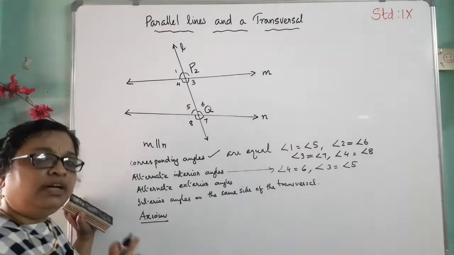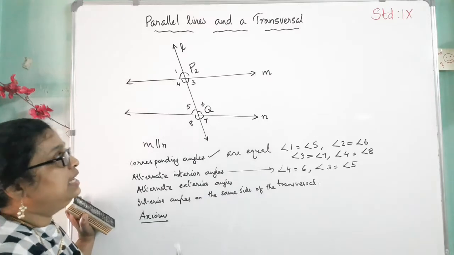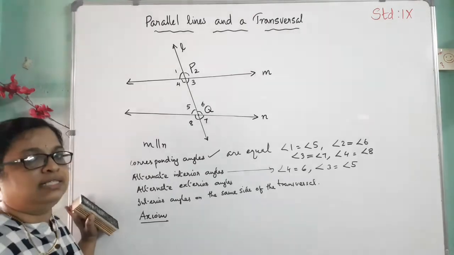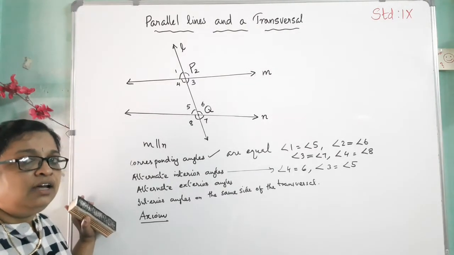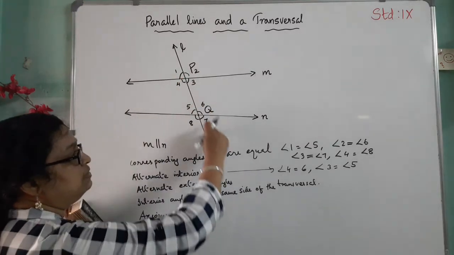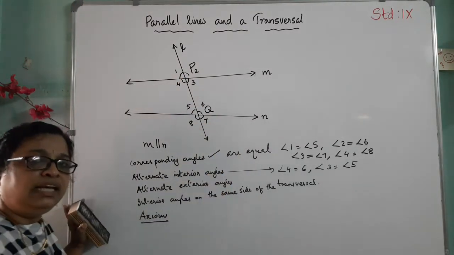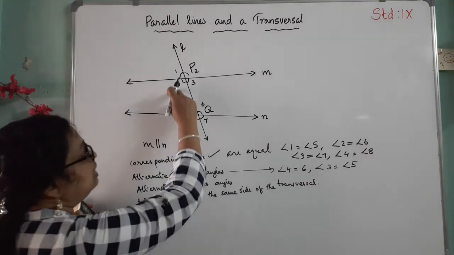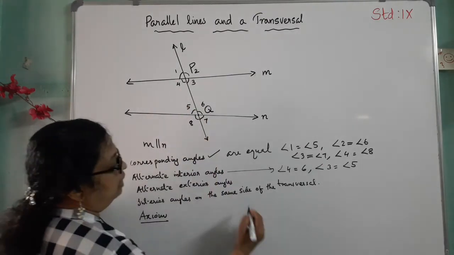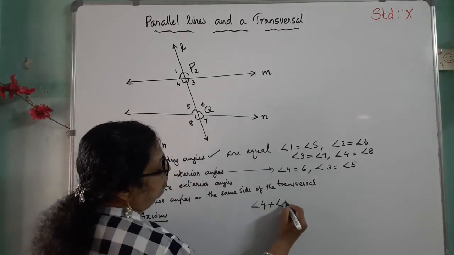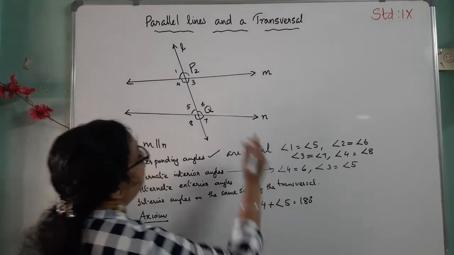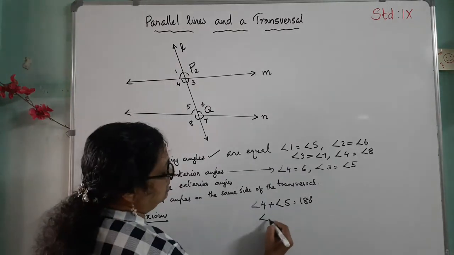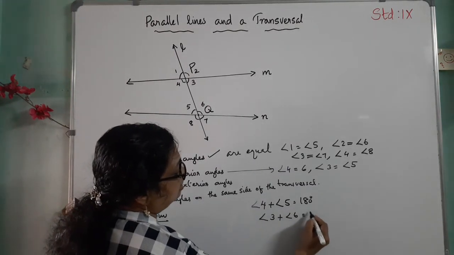Then another theorem, if a transversal intersects two parallel lines, then the interior angles formed on the same side of the transversal are supplementary. Supplementary means the sum of those angles is 180 degrees. So here angle 4 and 5 are interior angles. 4 plus 5 we get 180 degrees. And also 3 plus 6, 3 and 6 are interior angles on the same side of the transversal. Angle 3 plus angle 6 also 180 degrees.